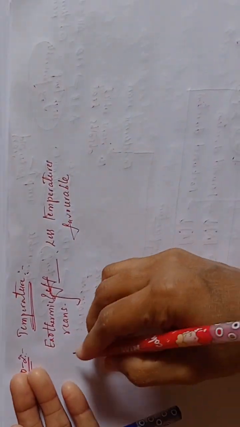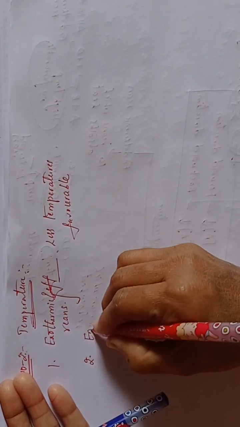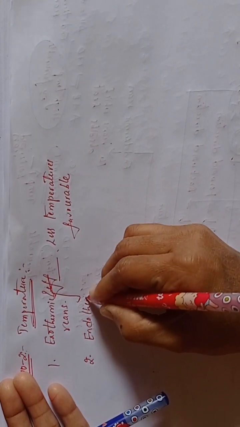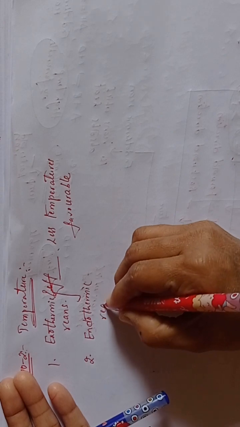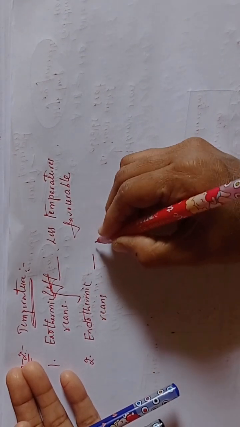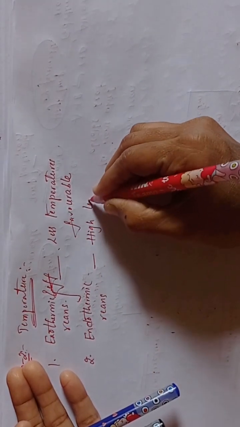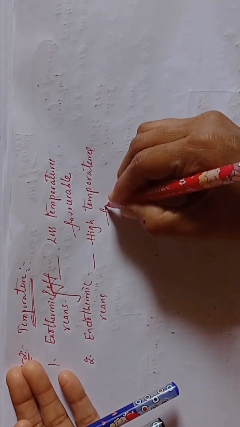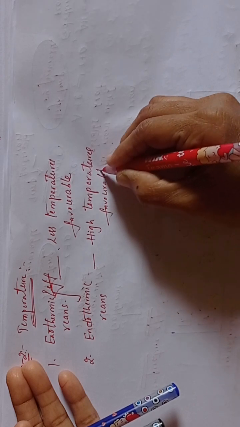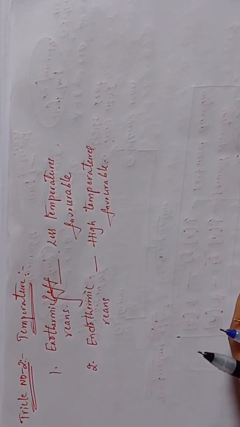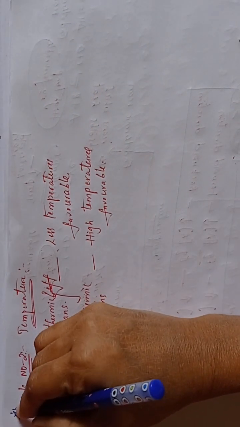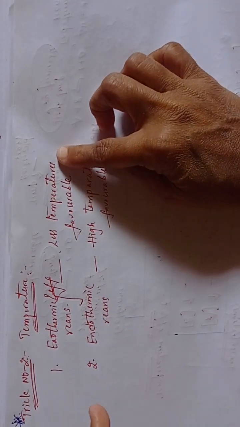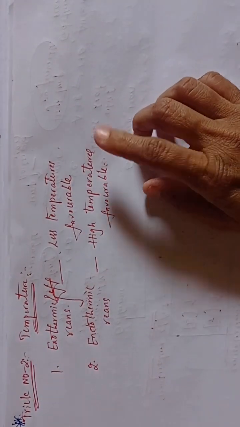Next, in the case of endothermic reactions, which temperatures are favorable? High temperatures are favorable. Clear? High temperatures favorable. So these are the two conditions. This is trick number 2 you have to remember, students. Very, very important trick number 2. In exothermic reactions, less temperatures favorable. Endothermic reactions, high temperatures favorable.